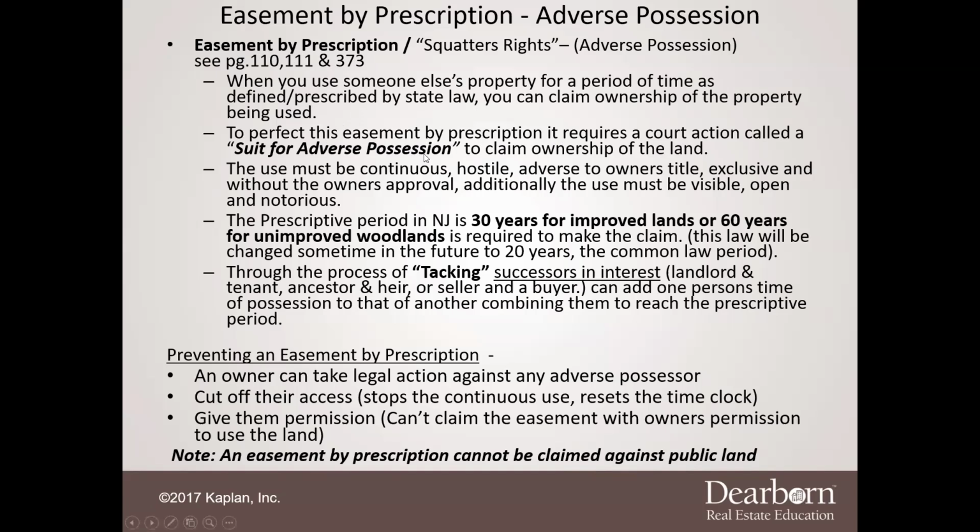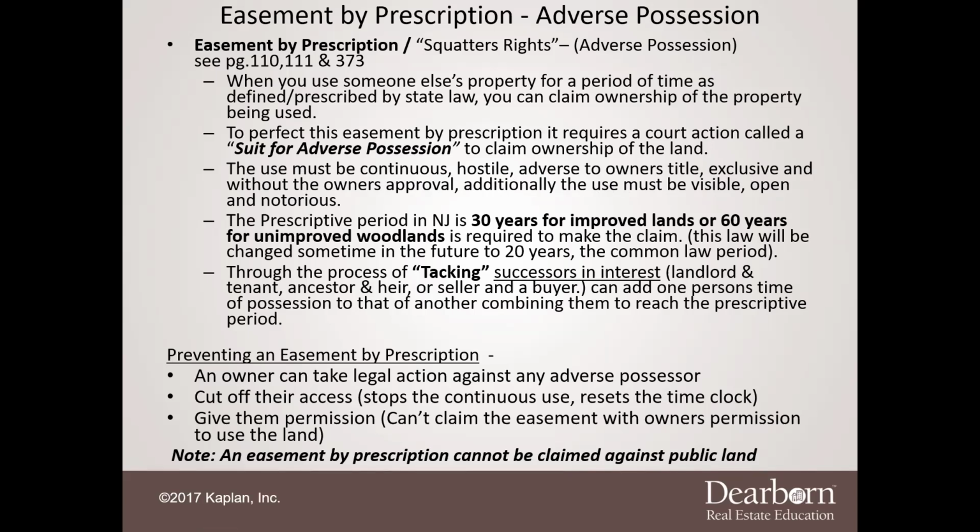You're asking the judge to quiet the rumblings of any claims of ownership. So that's thus the quiet title part. The use must be continuous, hostile, adverse to the owner's title, exclusive, and without the owner's approval. Additionally, the use must be visible, open, and notorious. So you need to understand this part here, because if one of these conditions doesn't apply, you can't claim an easement by prescription.